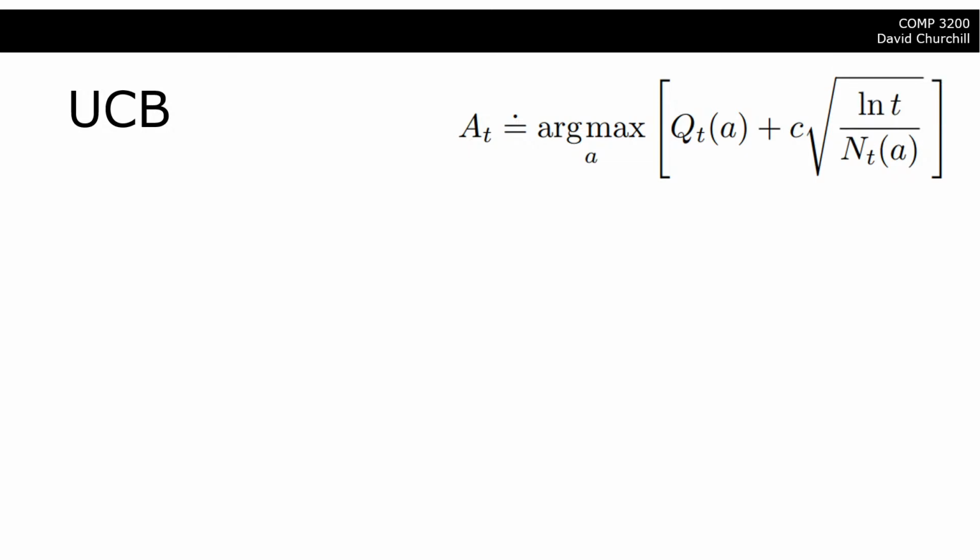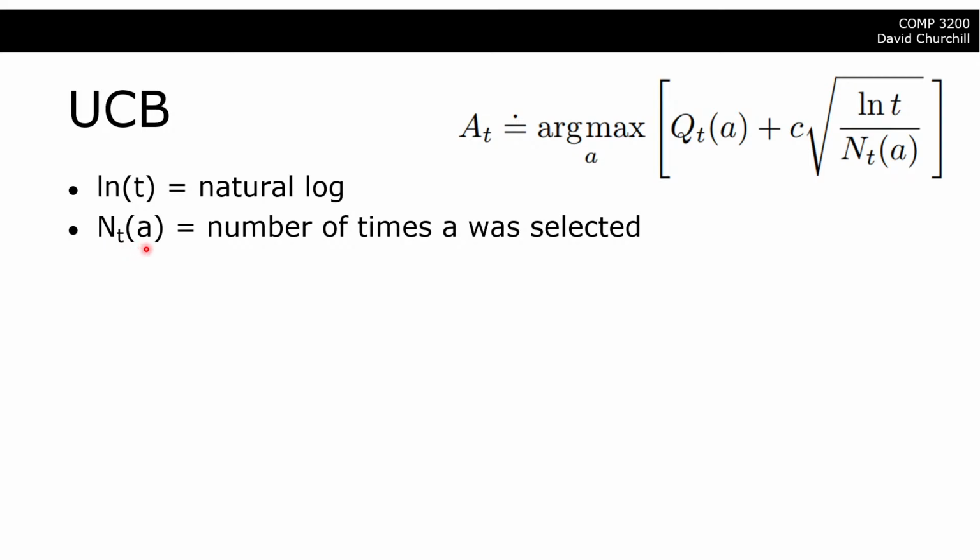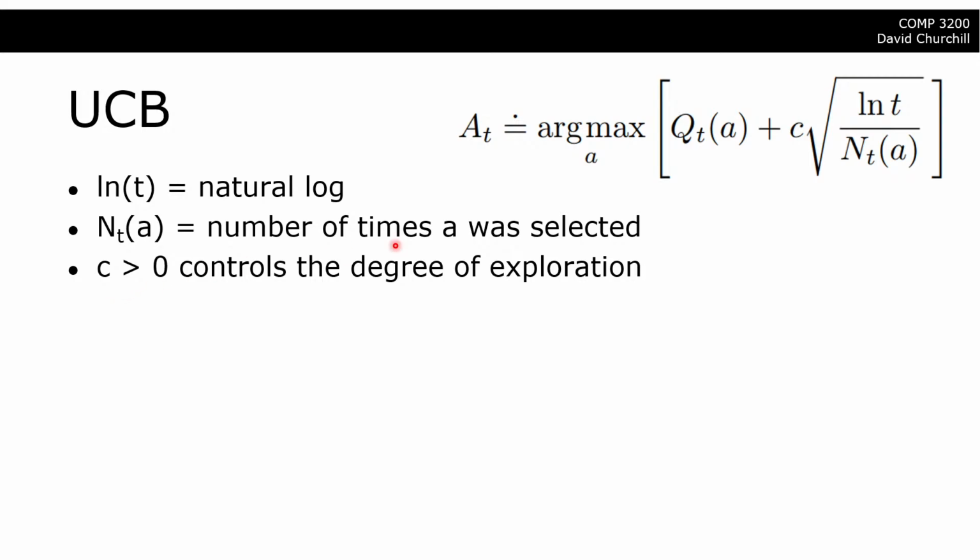I'm going to disable my camera because it's up in the top here. So I'm going to go over all of these terms right now. So the action at time step t is equal to the action that maximizes this value. Okay, so what do all these numbers mean? Well, ln of t, that's the natural log of t, that is the total number of time steps. Nt of a is the number of times that A was selected. C, which is greater than 0, is a constant that controls the degree of exploration. And typically what we do in UCB is we try every action once before we use this formula.